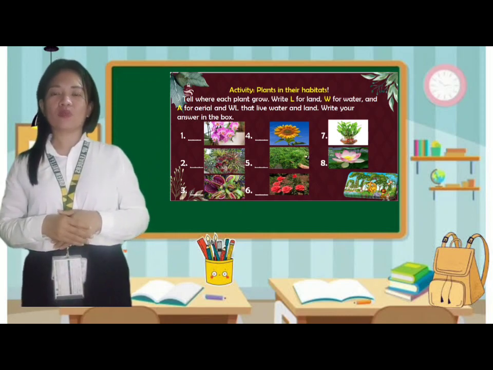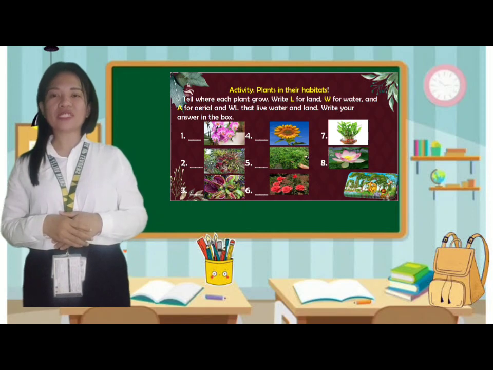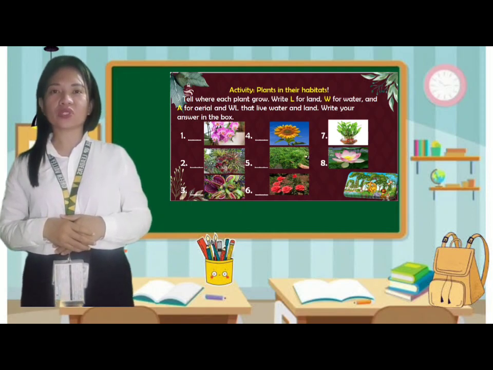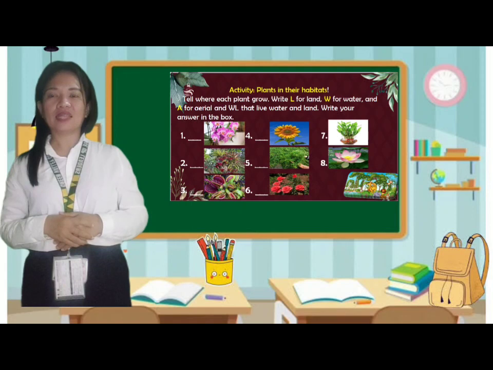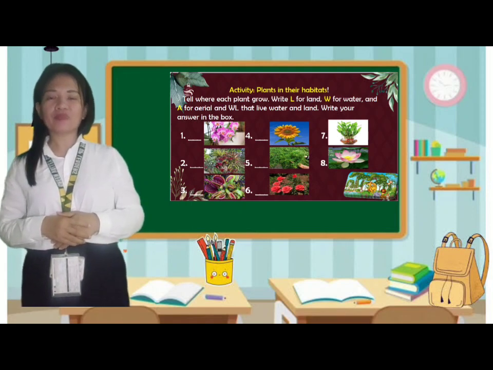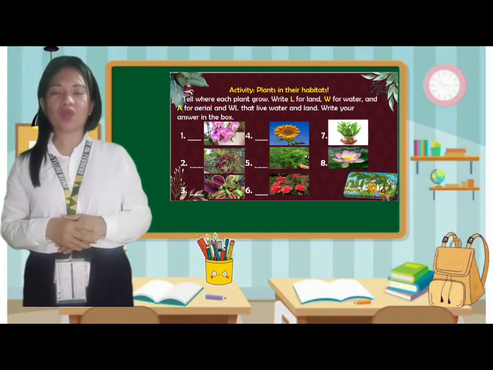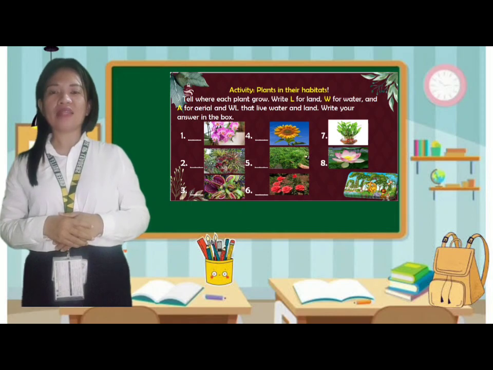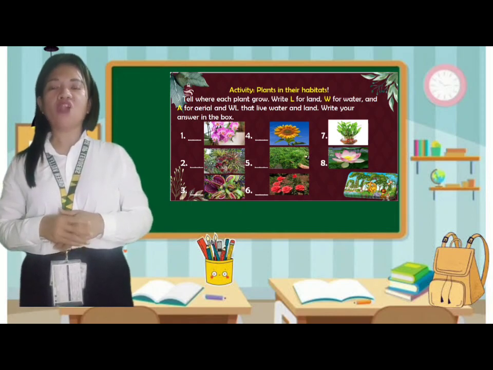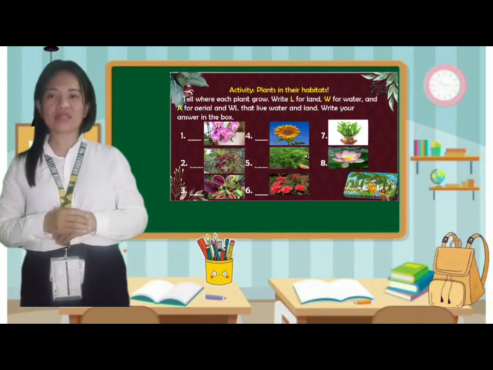And number 6. Rose. Correct. Land. And number 7. Lucky bamboo. Correct, class. Land and water. All your answers are correct.